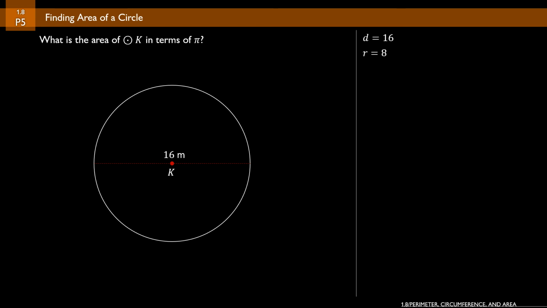Which formula are we going to use? The area of a circle is equal to pi r squared. So we're going to plug in 8 for the radius, and we're going to get pi times 8 squared, which gives us 64 pi meters squared.